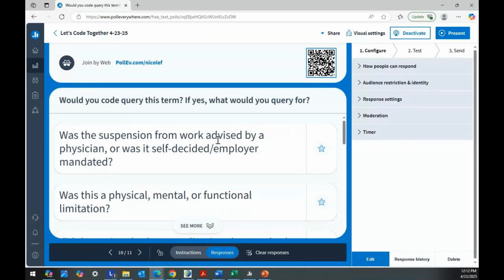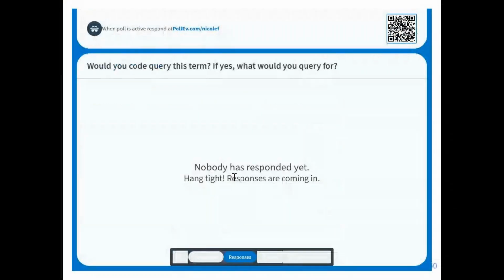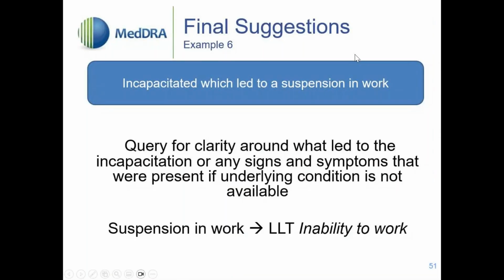So all in all, it does look like almost everyone was on the same page. At the beginning, maybe not. After we did our referencing and broke the term down and looked in the browser, more people did indeed switch to saying, okay, maybe we do need more information around this term. So with that being said, I will give you my final suggestions.